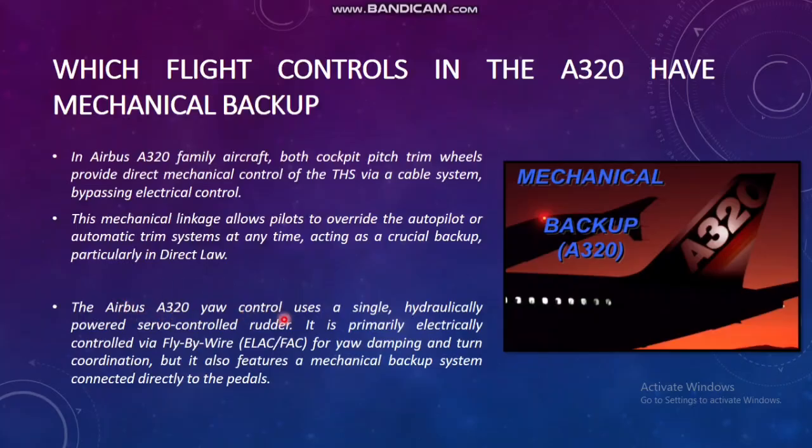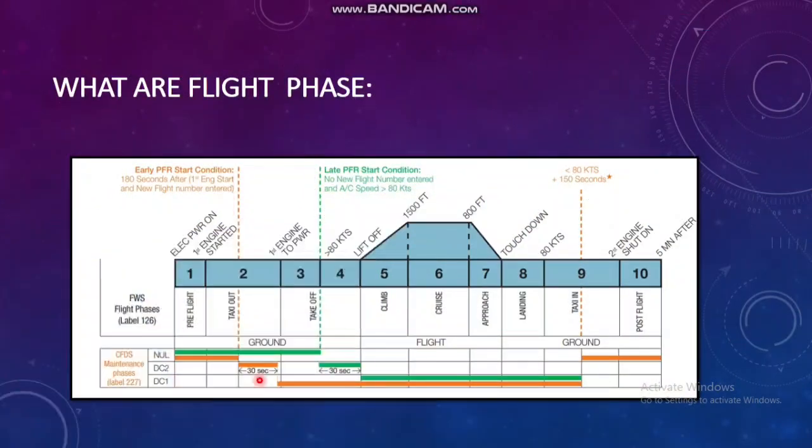The Airbus 320 yaw control uses a single hydraulically powered servo controlled rudder. It is primarily electrically controlled by the fly-by-wire system, ELAC and FAC, for yaw damping and turn coordination. But it also features a mechanical backup system connected directly to the pedals. So this is also good to know information about the mechanical backup system on the rudder.